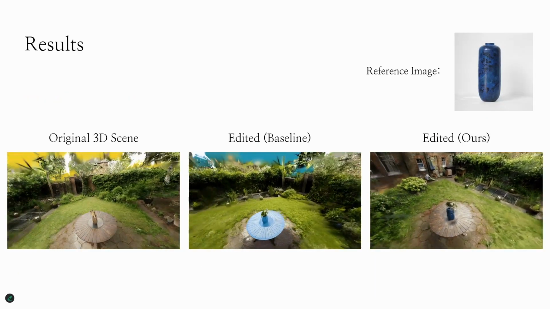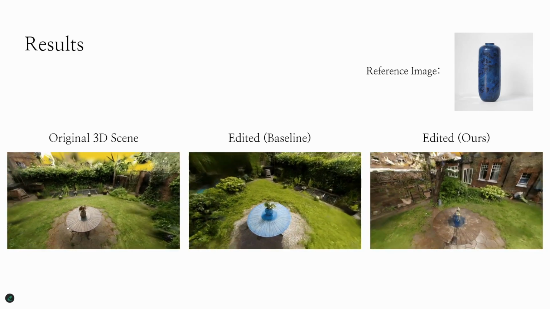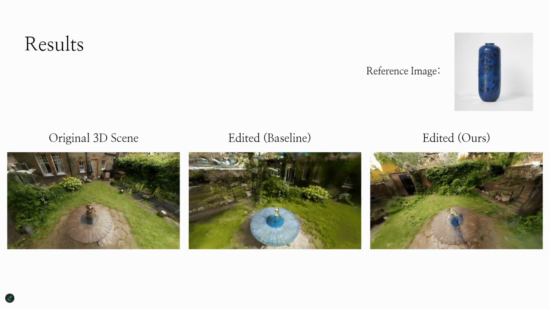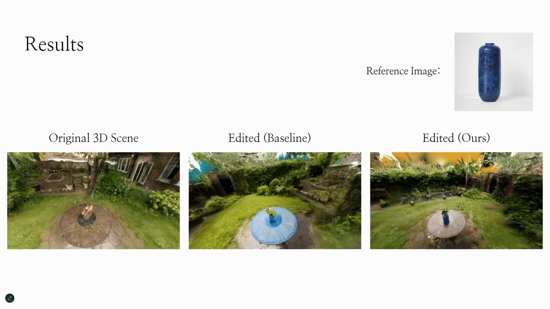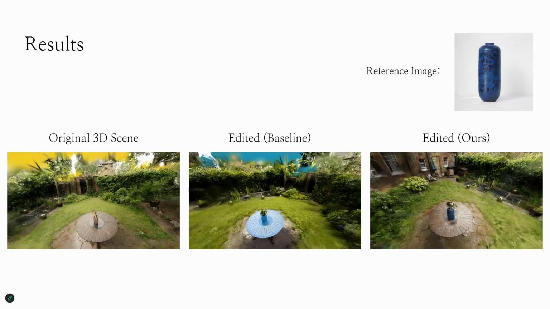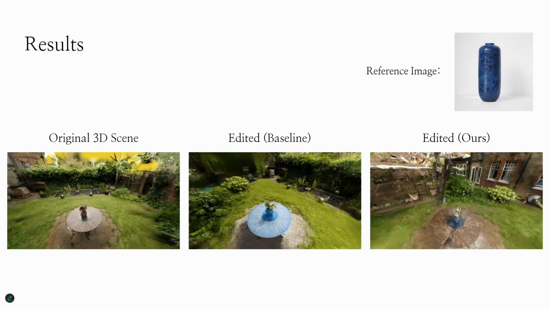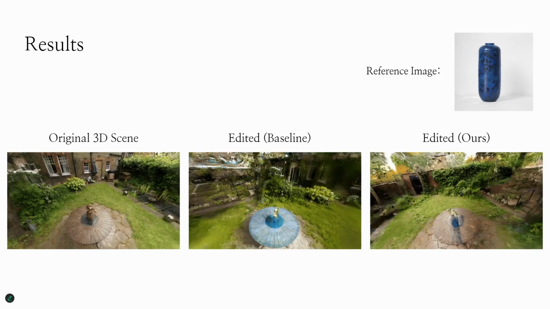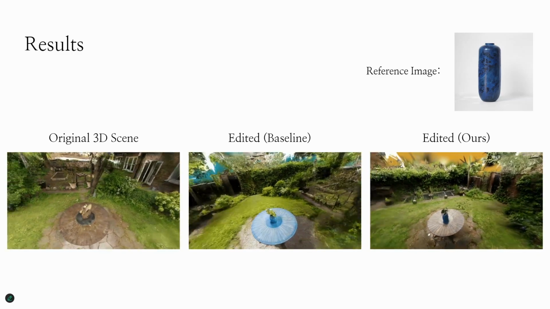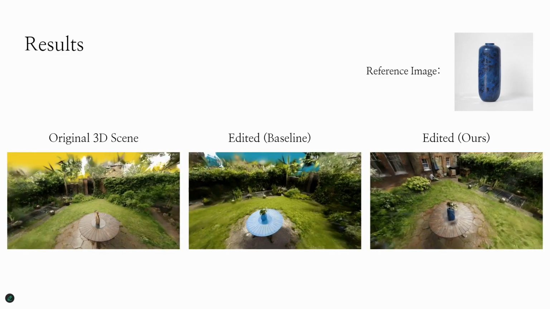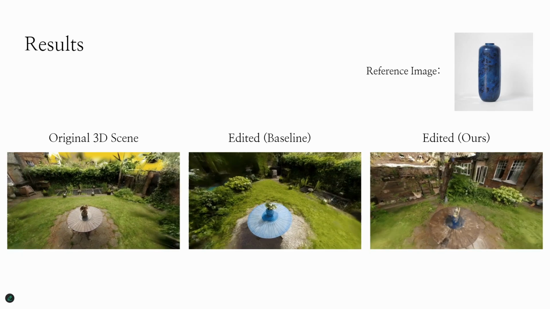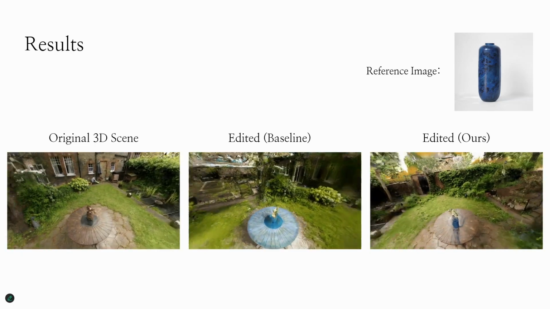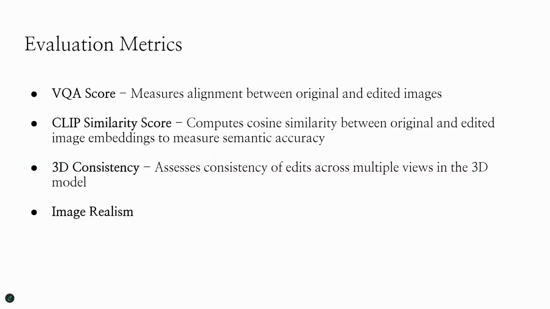And here's the result. Within the baseline model, we observed that when editing the vase, the color of the table changes as well. Additionally, the vase's color also differs from the reference image. However, our method successfully edits the 3D scene while preserving the table's appearance, accurately reflecting the color and pattern of the reference vase. The following metrics are used for evaluation.